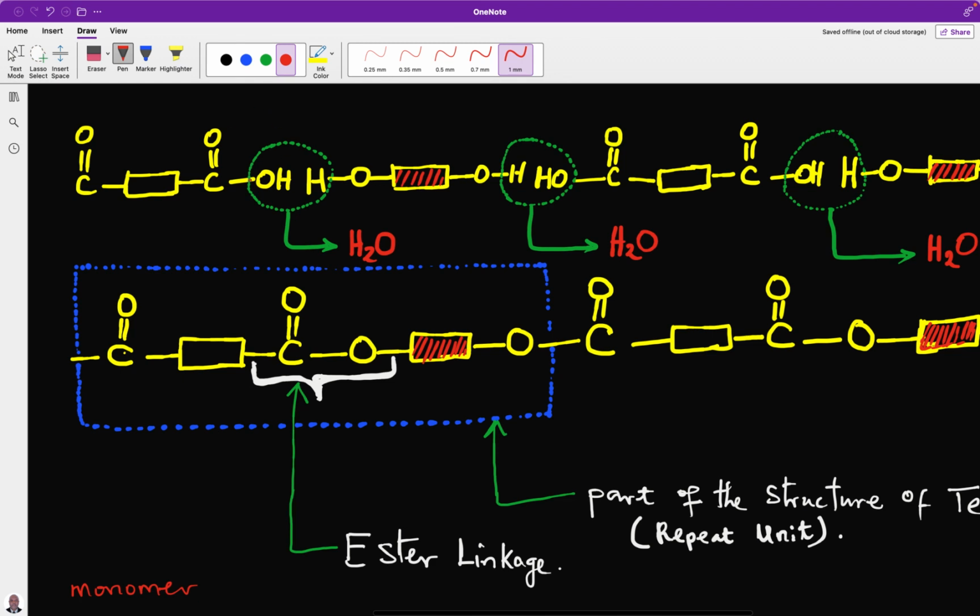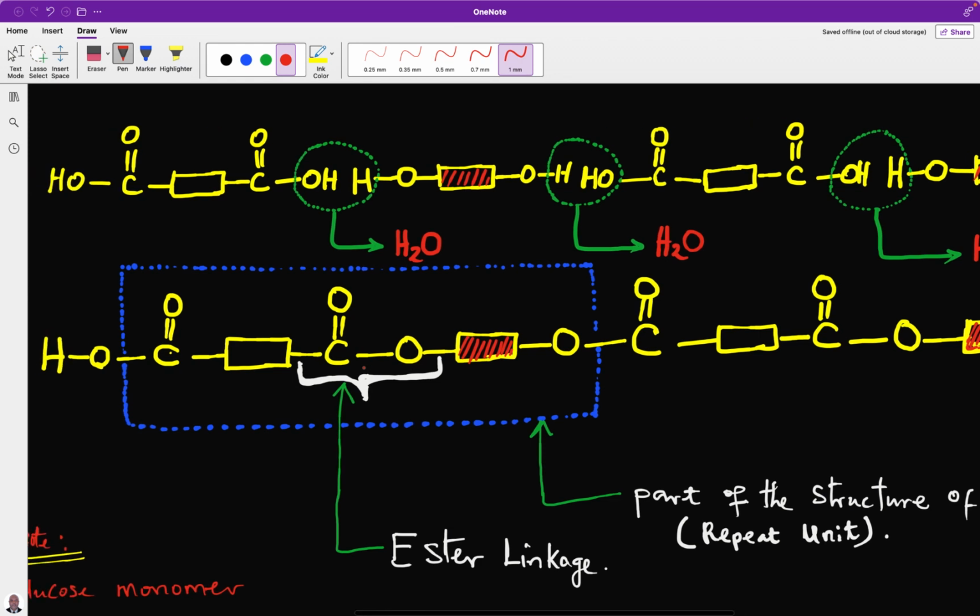Now, the same thing happens here. You will see here that the OH bond of the carboxylic acid and the hydrogen of the diol, when they meet, a molecule of water is being eliminated, and that is where the ester linkage bond is being formed. This C double bond O and the C single bond O, that is what we call the ester linkage bond.